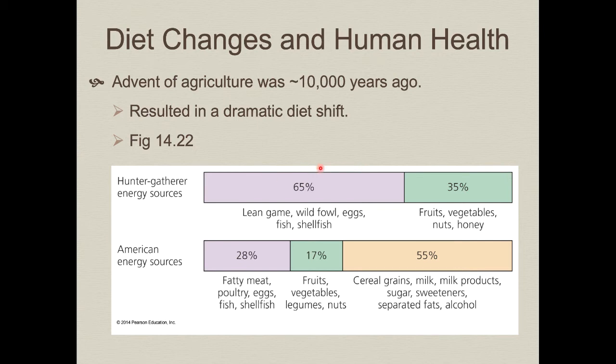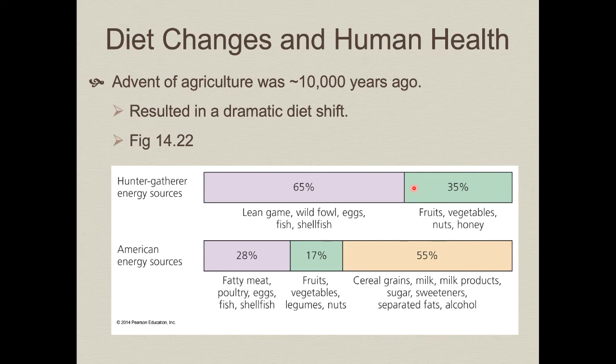So hunter-gatherer societies, even today, have about 65% lean game, wildfowl, eggs, shellfish, and fish, with the remaining part of their diet associated with fruits, vegetables, nuts, and honey. Relatively healthy diets. Now, we still have those two categories, but much reduced in frequency to about half. The remaining half of our diet is saturated fats, alcohol, artificial sweeteners and sugars, higher fat content, cereal, processed cereals, milk products, which were non-existent in these societies or in very rare occurrence.